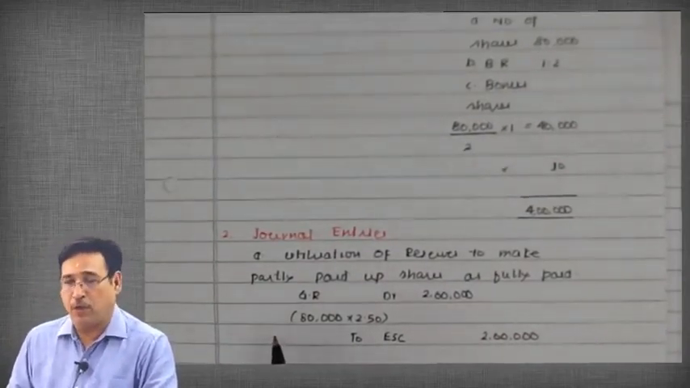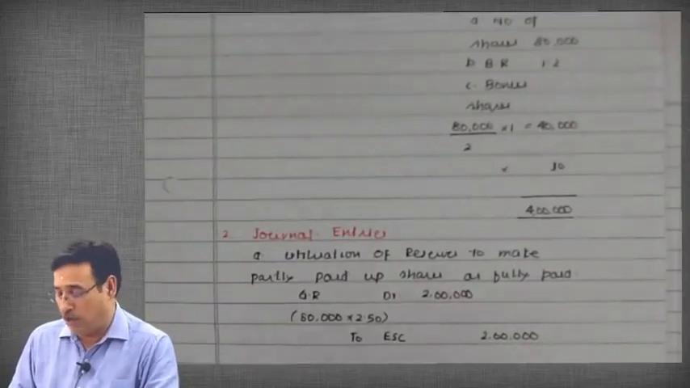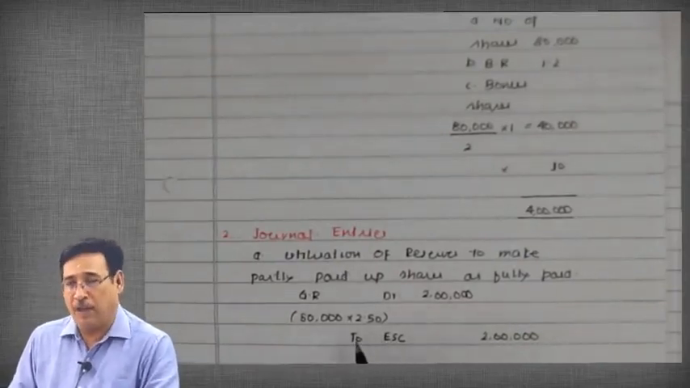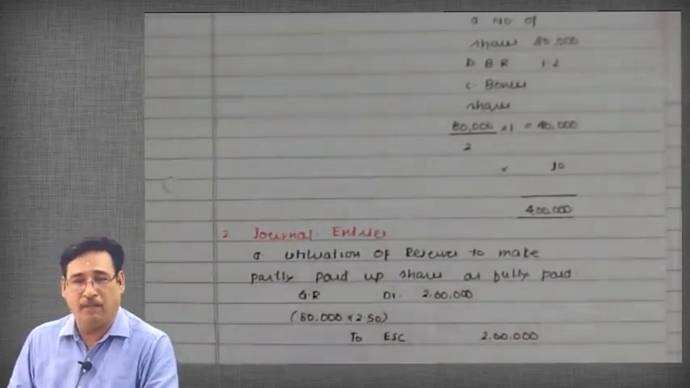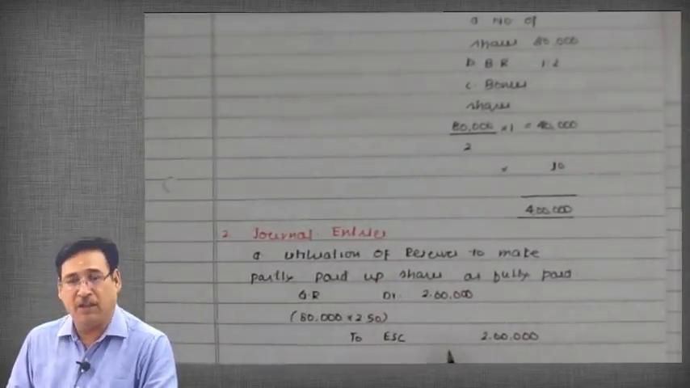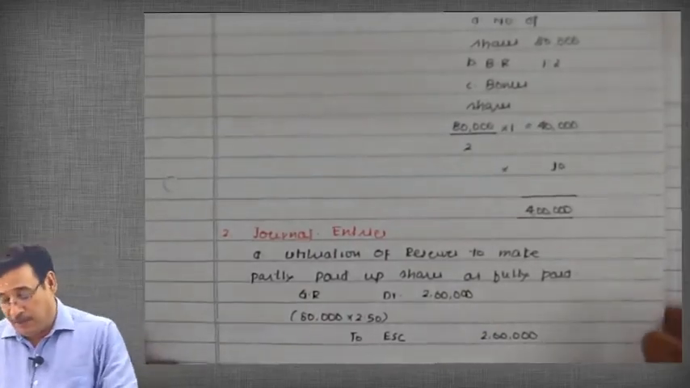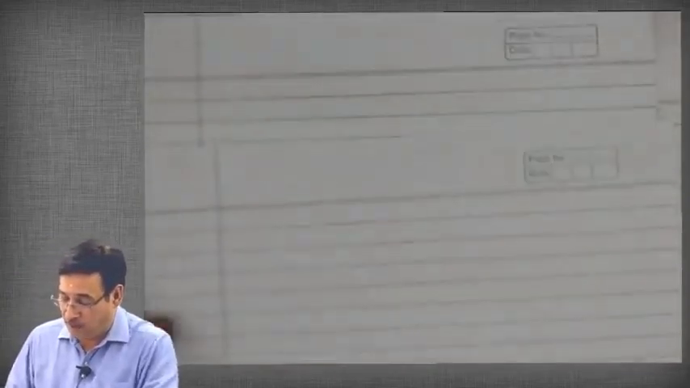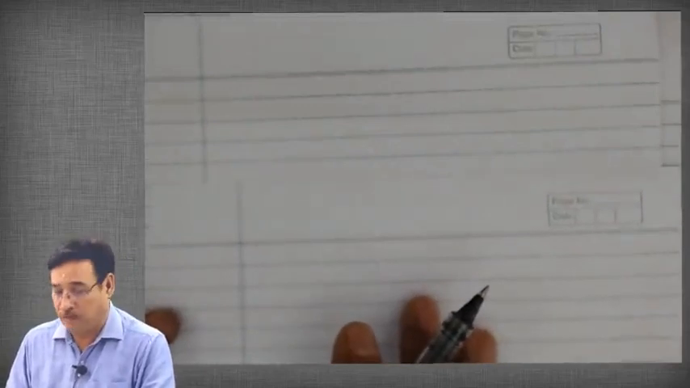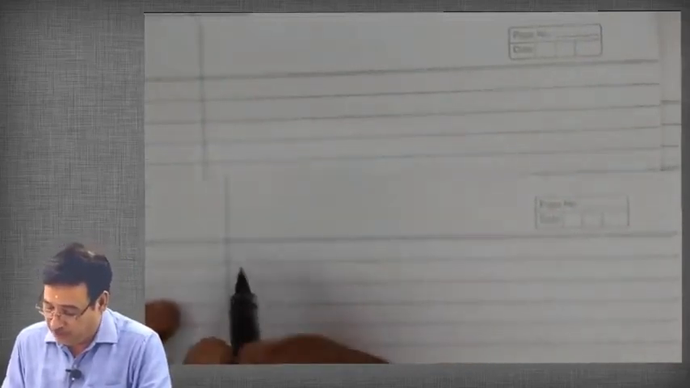If you would have passed 2 entries, your first entry would have been share call account debit to share capital account. Then the next entry would have been general reserve account debit to share call account. By combining these 2 entries, we will be left with this entry. Correct? Now, we will pass the entry to make partly paid up shares as fully paid. What will be my entry? Entry number B. To make the partly paid up shares as fully paid.